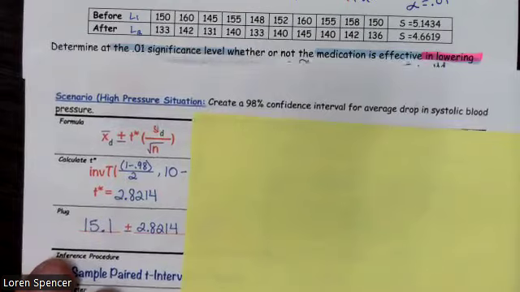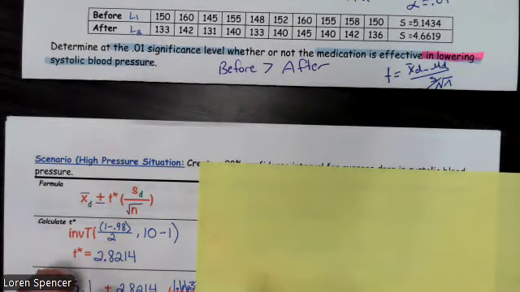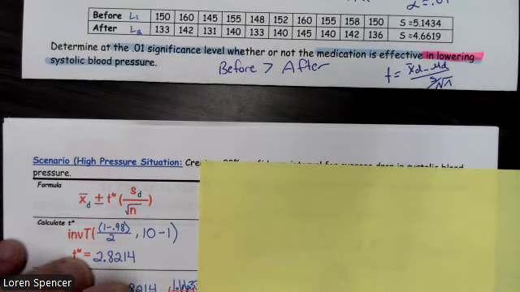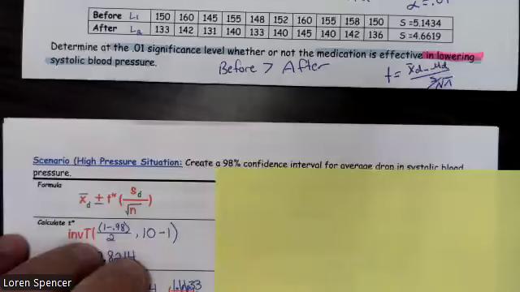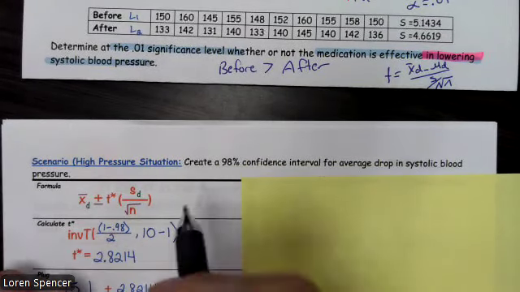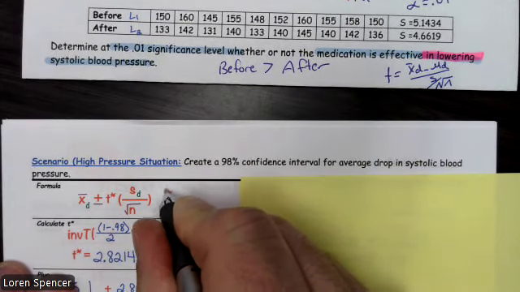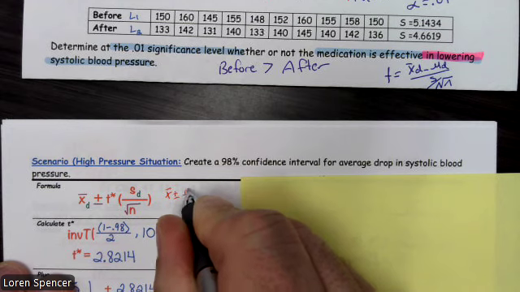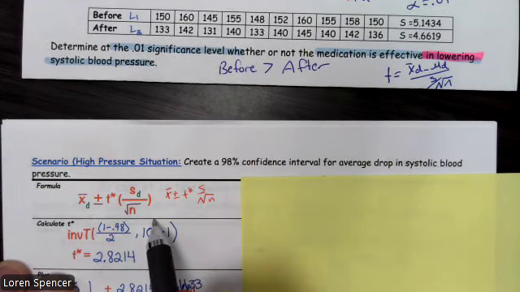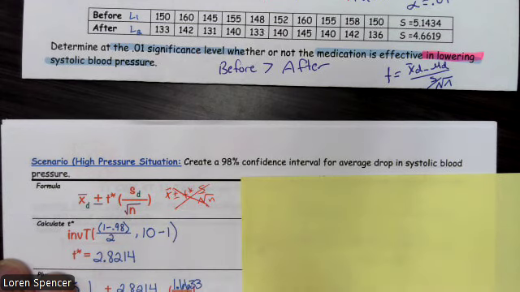So our formula, sorry, I'm messing that up. Our formula is x bar d plus or minus t star times s d divided by the square root of n. This is essentially the same formula as for a one sample. For one sample, it'd be x bar plus or minus t star times s divided by the square root of n. But yes, you have to drop the d's on it. If you don't have the d, we're thinking it's one sample, not paired.